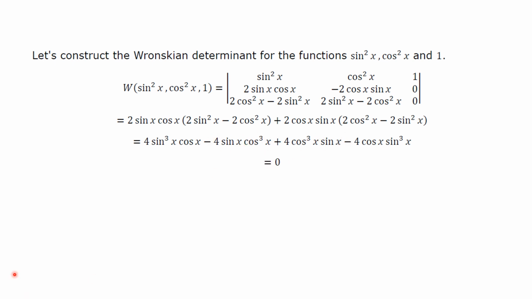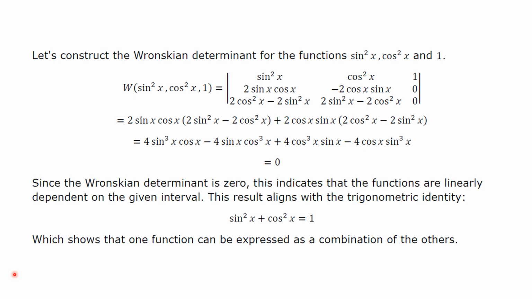And so we know then that our Wronskian determinant equals 0. And since the Wronskian determinant is 0, this indicates that the functions are linear dependent on the given interval. So this result aligns perfectly with the trigonometric identity sine squared x plus cosine squared x equals 1. We can rearrange this and we'll see that there is a relationship between sine squared x, cosine squared x, and 1. Okay, because each one can be expressed as a combination of the others.